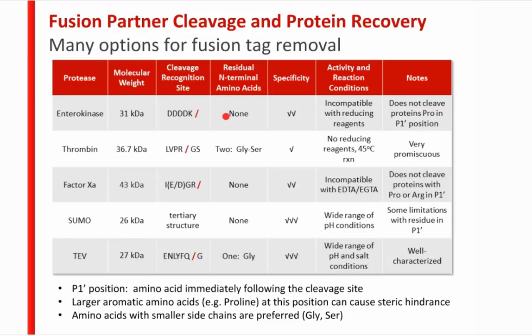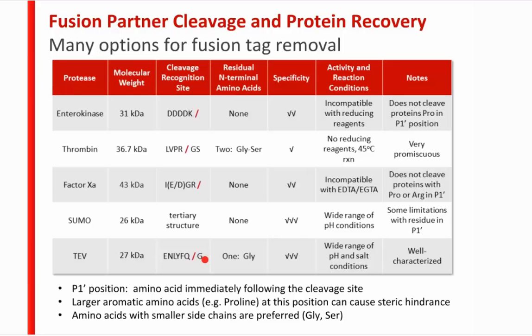They all have their pluses and minuses, but really here the specificity is a pretty big deal. So Factor Xa and thrombin and EK really have, on the poorer end of specificity, whereas SUMO and TEV are definitely more specific. They also work in a wide range of pH and salt and temperature conditions, and they're pretty well characterized. Some of these proteases do have limitations in their tolerance for different amino acids in the P1 prime position, which is the amino acid immediately after the cleavage site. So if it's a big amino acid with a large aromatic group, there can be steric hindrance there, which will prevent efficient tag cleavage. So just something to keep in mind.